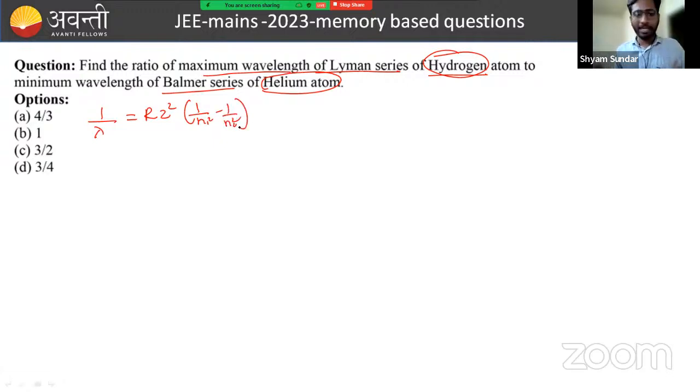I will strongly agree to this one. But what you people will do is take a ratio, meaning all the constant values will be cancelled. You will cancel this R Z square while taking the ratio. Don't do that, because they're asking here about hydrogen atom to helium atom. The Z value of hydrogen to helium is different. The Z value, the proton number, of hydrogen atom is 1 and of helium is 2. Don't do this ever.